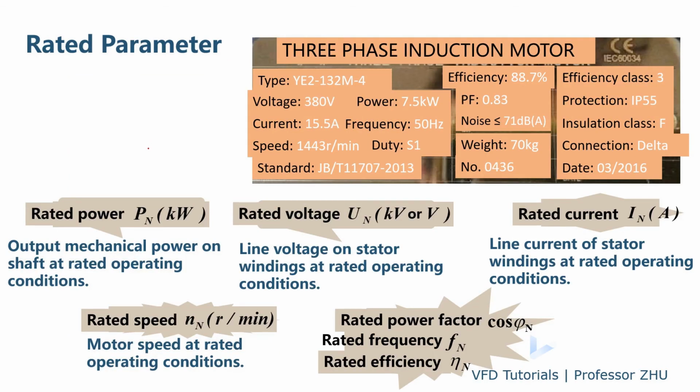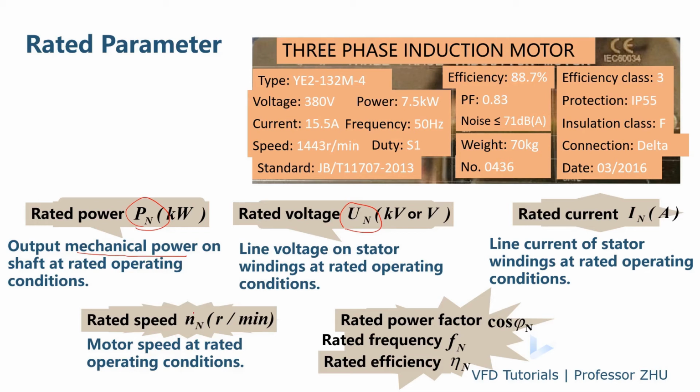And here are the key parameters of the motors. Most of the parameters you can find on the nameplate of the motor, like the rated power of the motor, PN. We need to know that the rated power of the motor is a mechanical power on the shaft of the motor, not the electric power on the terminal of the motor input. It's a mechanical power. And the rated voltage, this is the line-to-line voltage of the stator winding. And the rated current is a current at the rated operation condition. And the rated speed is the rotating speed of the motor.